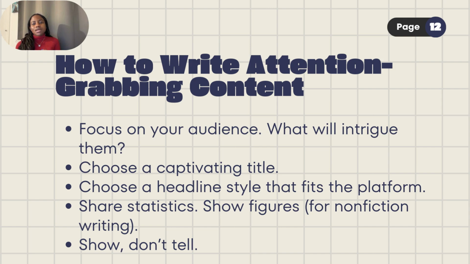Another thing is to choose a captivating title, because people will look at your title first before they watch anything you have, before they listen to anything you have. So your titles are important. Another step is to choose a headline style that fits the platform. If you're writing on LinkedIn, choose a style that fits LinkedIn. If you're writing on Instagram, choose a style that fits Instagram. If you're writing a blog post, do not use an Instagram headline style for a blog post. So make sure that you choose a headline style that matches the particular platform you're choosing to write on.